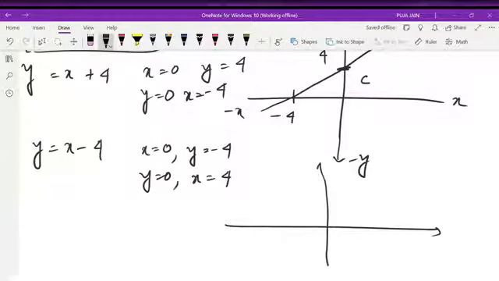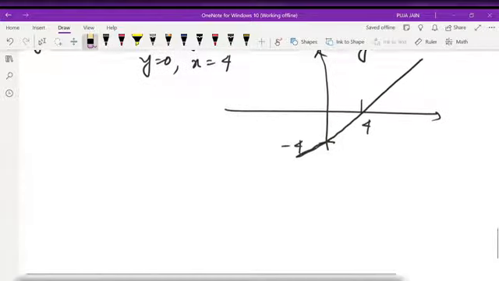So how will my graph be? You see, at y equals 0, x equals 4. So this is 4 and suppose this is minus 4. Now join these two, and we will get our straight line. So this is our resultant graph.